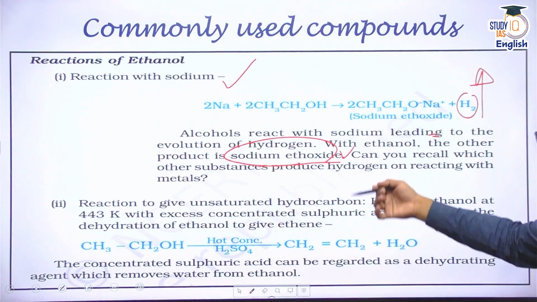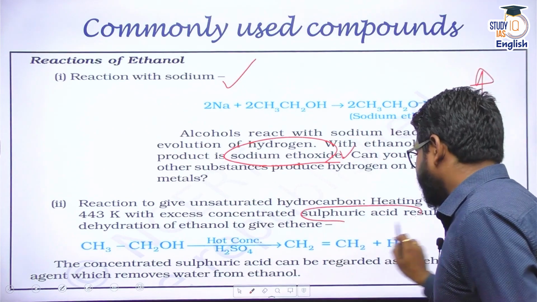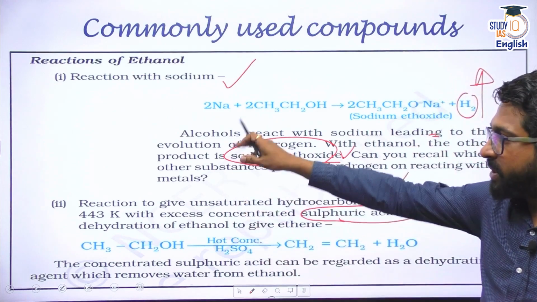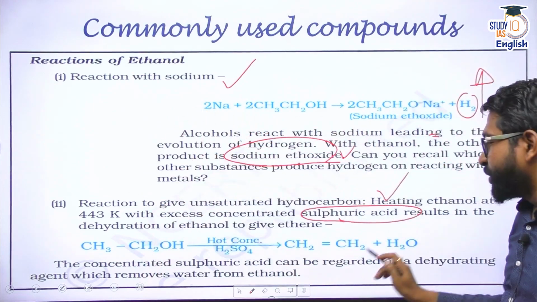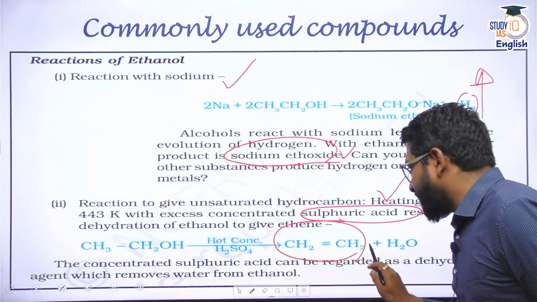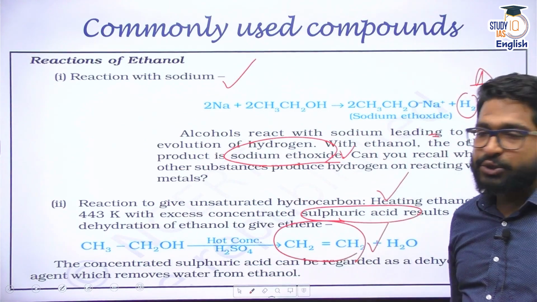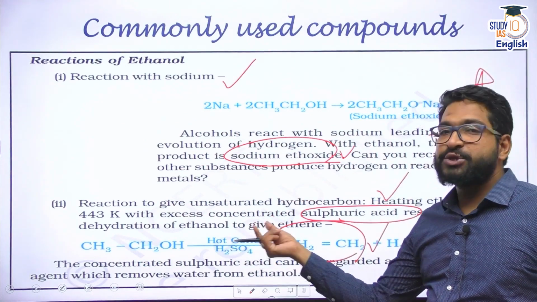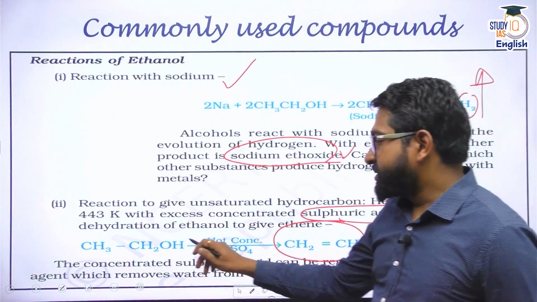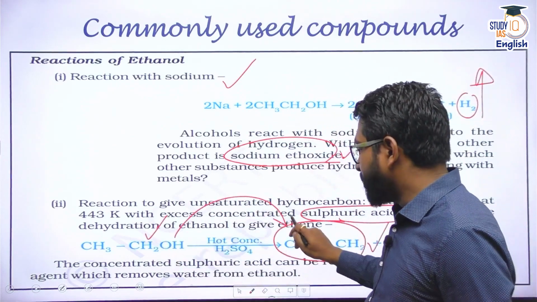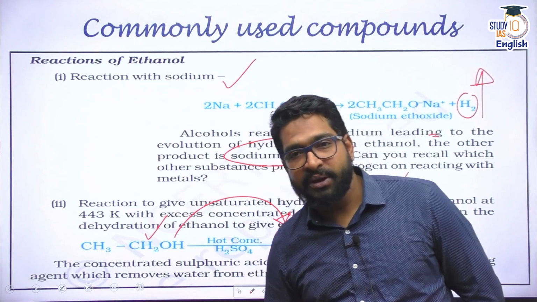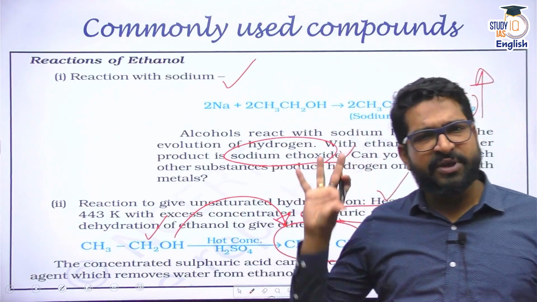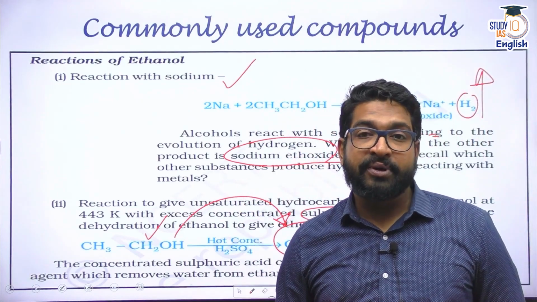When we heat it in excess sulfuric acid, ethanol, from a saturated compound, becomes unsaturated. So it gives ethene. When we heat it in presence of a strong acid, the saturated product is transformed into an unsaturated hydrocarbon, that is ethene. These are some of the common reactions of ethanol.